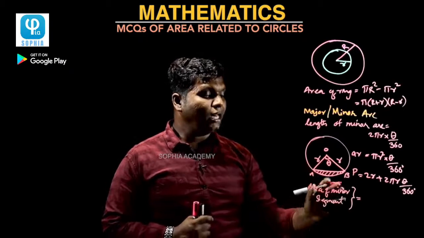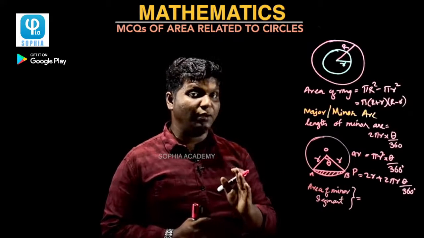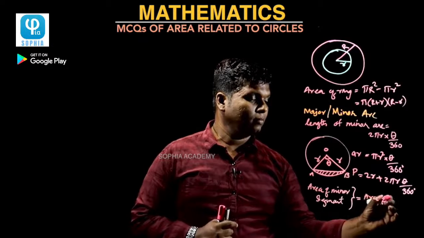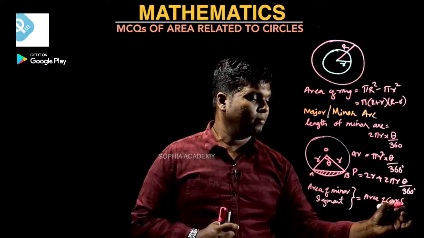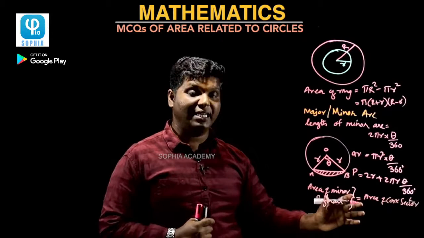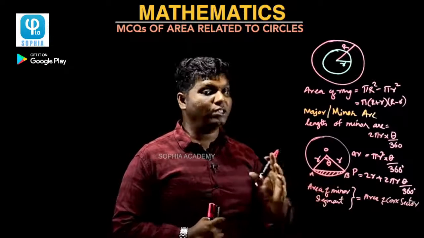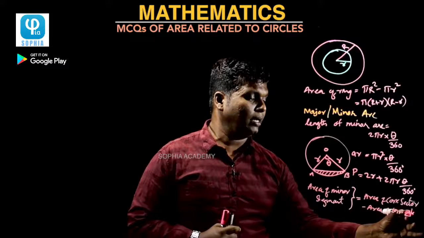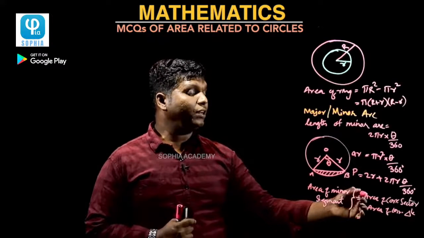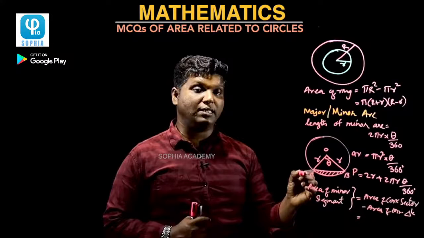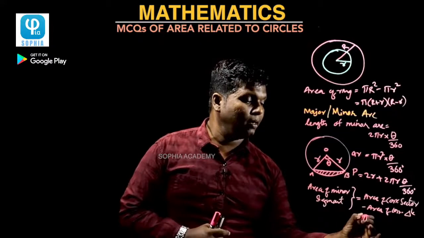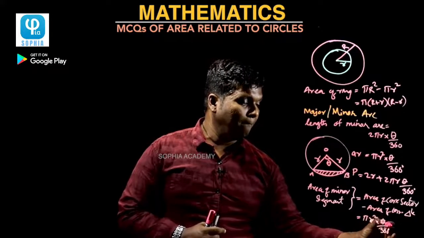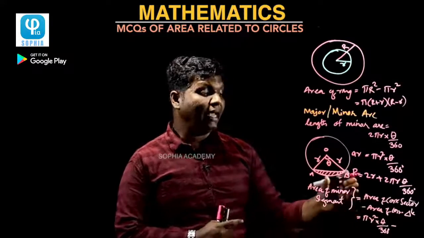So we can say the area of the minor segment will be equal to the area of the corresponding sector minus the area of the corresponding triangle. Now what is the area of the corresponding sector? Here it is this sector. So how to find that? It is pi r square into theta by 360, right? Minus, from this one what you have to subtract? You have to subtract the area of this triangle.